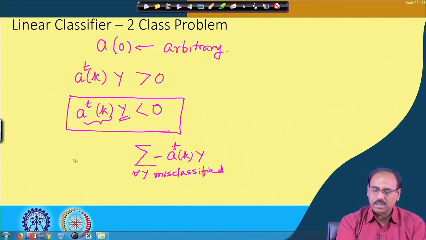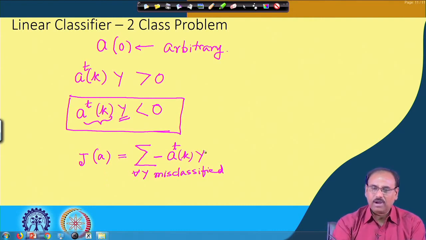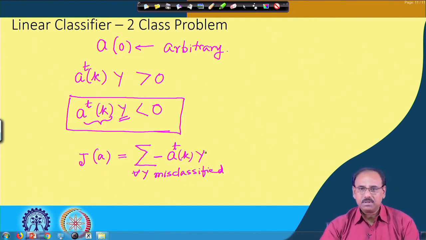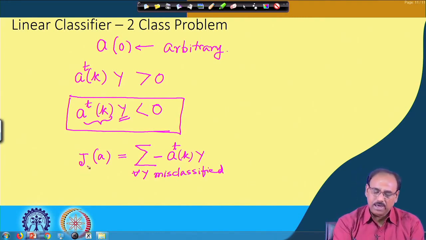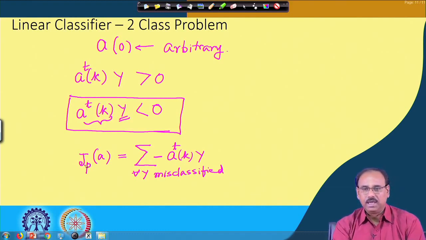And I call it the error J as a function of a, because all the y's are fixed, as those are my training samples, but what I can vary is a. So, I represent this as an error J which is a function of a, and this error is normally called the perceptron criterion. Sometimes it is also written as J_P(a).